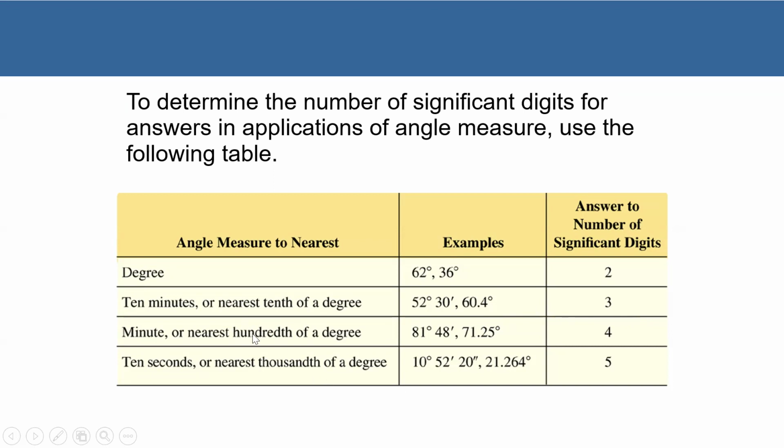Okay. Minutes or nearest hundredth of a degree. Again, I have my minutes as they are, and then the degree is rounded. Or here in this case, I have more in my decimal, so it goes from the tenths to the hundredths. So this is 4 significant digits. And then 10 seconds or nearest hundredth of a degree. Now I have more significant digits that matter. And that's what it's looking at.